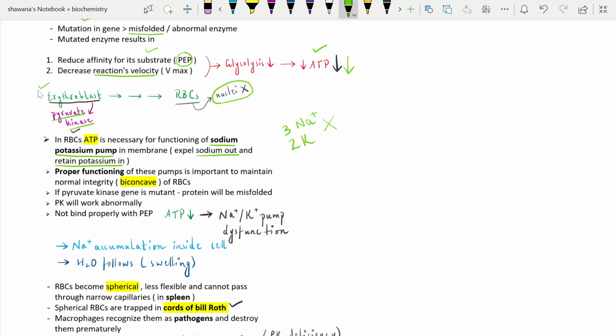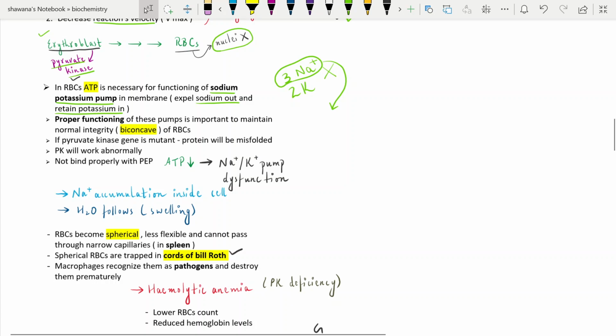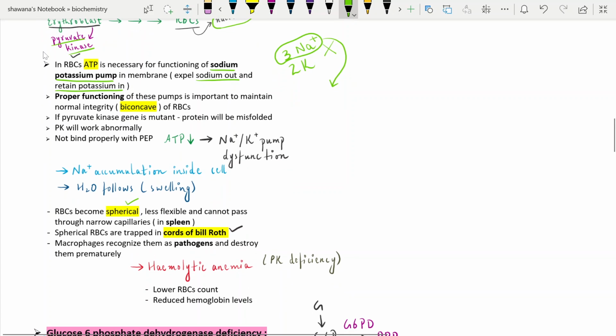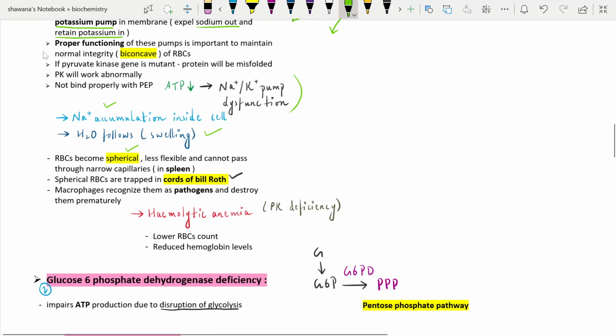These pumps are active transporters, so when there is low ATP, they cannot work. The ATPases cannot work, and sodium accumulation inside the cell starts to occur, and sodium attracts water, and the RBCs swell and lose their biconcave integrity and become spherical. Here I have written that the sodium potassium pump becomes dysfunctional, sodium accumulates inside the cell and water follows, resulting in cellular swelling.